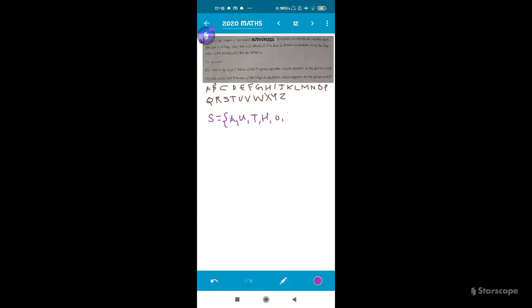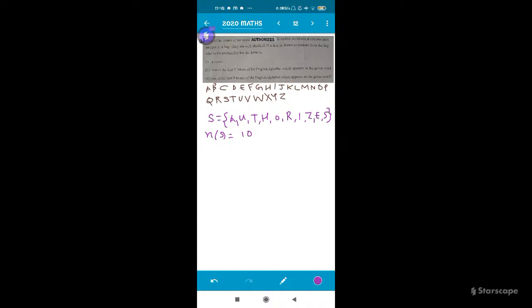Authorizes, R-I-Z-E-S. So this is our sample space. What is the number of elements in the sample space? N of S is 10. N of S means the number of elements in the sample space.